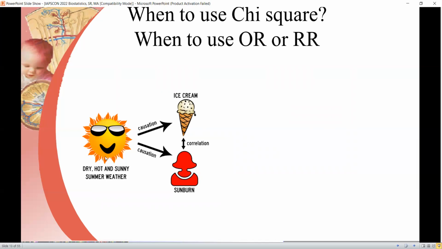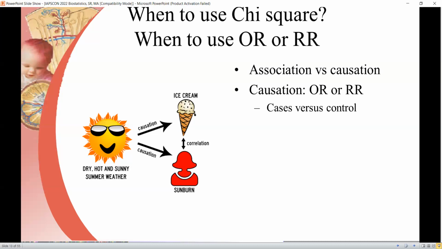For example, in hot weather, you feel like eating ice cream. So the number of people eating ice cream is definitely more during summer than winter. Similarly, the number of people getting a sunburn is also more during summer because they're exposed to the sun. So these two are causations. But you may also find that there's a correlation between sunburns and ice cream. So that is only an association. You cannot say that ice cream caused the sunburns. So this kind of understanding you should have to start off.